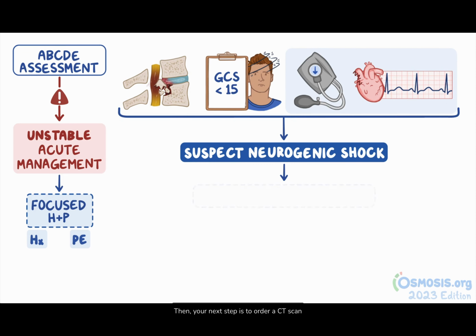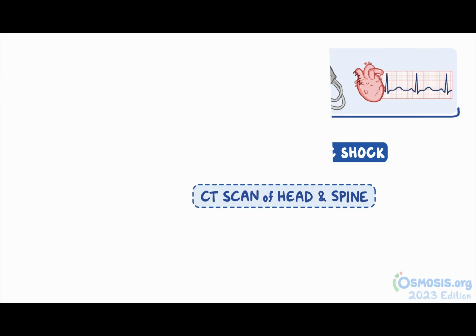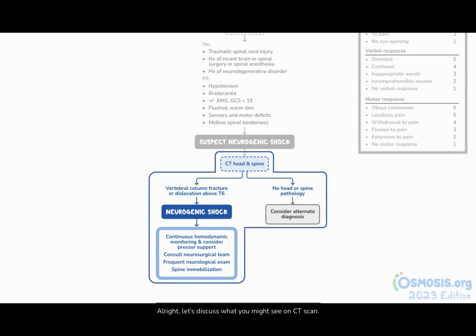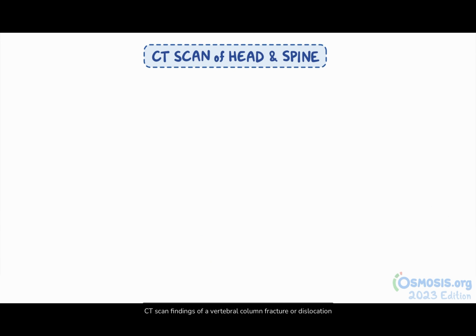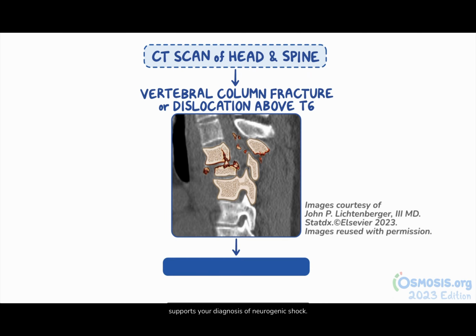Then your next step is to order a CT scan of the head and spine to evaluate for any injuries. All right, let's discuss what you might see on CT scan. CT scan findings of a vertebral column fracture or dislocation above T4, leading to a high spinal cord injury, support your diagnosis of neurogenic shock. In this case, your treatment will consist of both supportive care as well as consulting the surgical team.